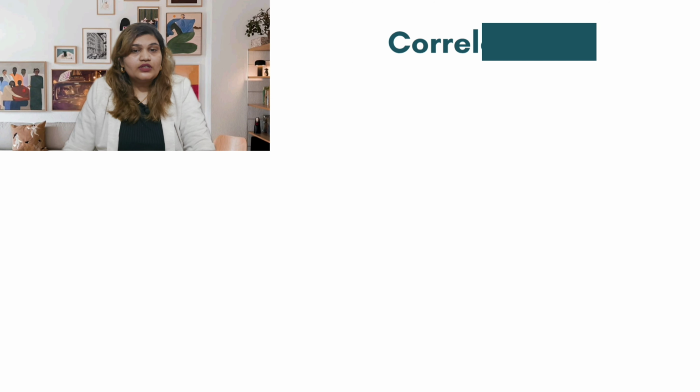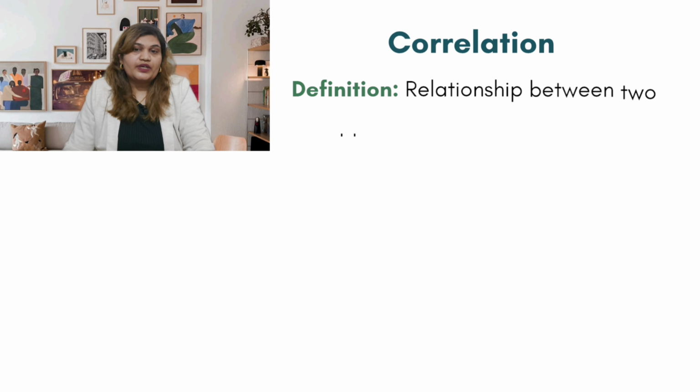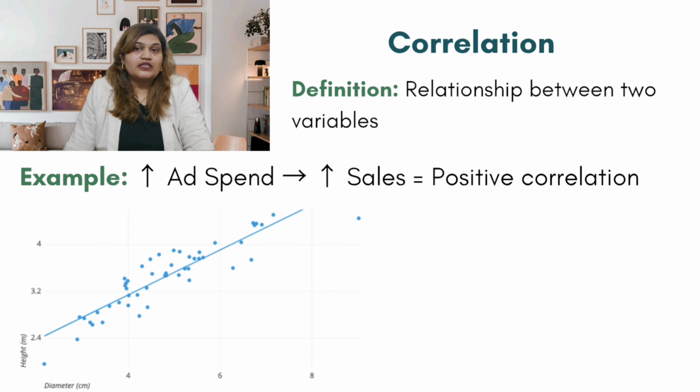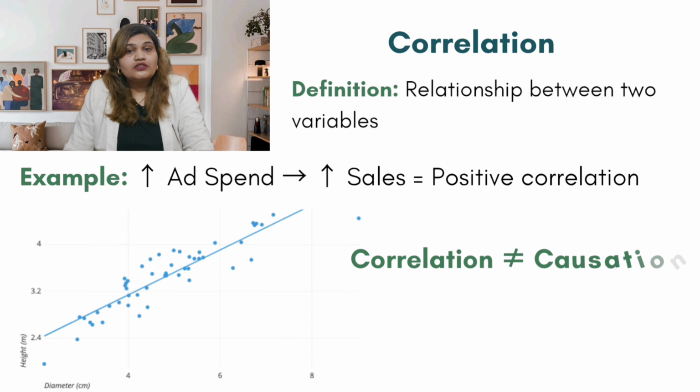Correlation. Correlation shows the relationship between two variables. For instance, if marketing spend increases and sales also increase, that's a positive correlation. But remember, correlation does not imply causation.